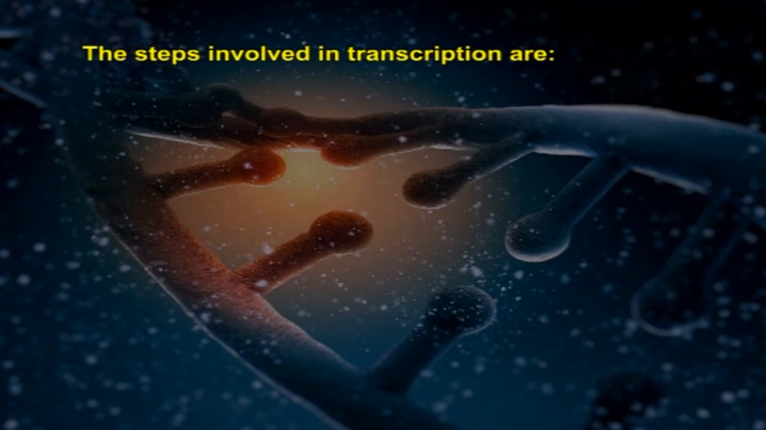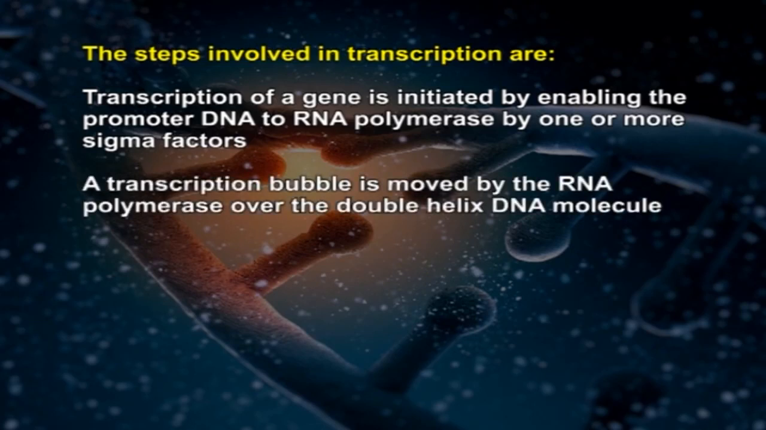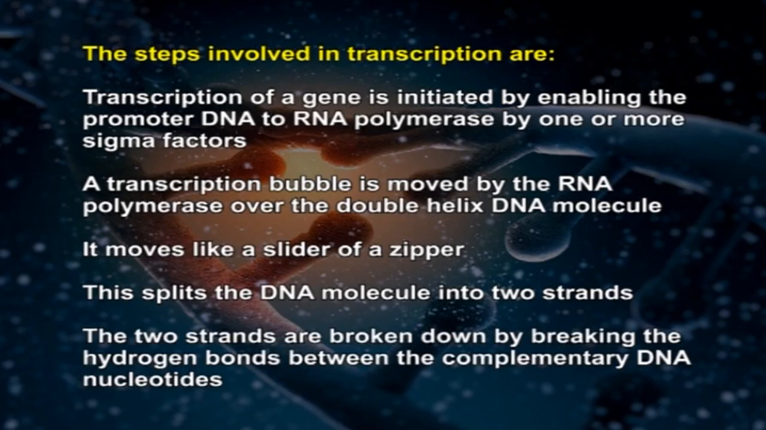The steps involved in transcription are: transcription of a gene is initiated by enabling the promoter DNA to bind RNA polymerase by one or more sigma factors. A transcription bubble is moved by the RNA polymerase over the double helix DNA molecule. It moves like the slider of a zipper. This splits the DNA molecule into two strands. The two strands are separated by breaking the hydrogen bonds between the complementary DNA nucleotides.